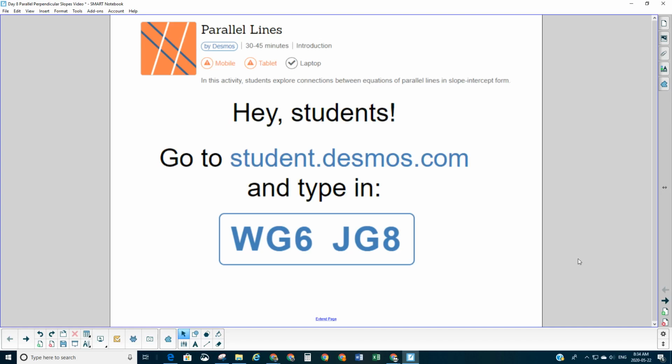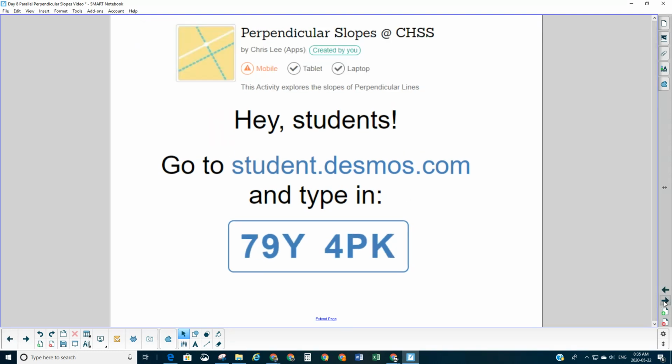Welcome. Today we're going to investigate parallel and perpendicular slopes. Hopefully you've already done the two Desmos activities. I think they're really great in letting you explore the connections between parallel lines and also perpendicular lines. If you haven't done those Desmos activities, go back and play around and discover on your own some of the characteristics of parallel and perpendicular slopes. But after you've played around, you should come up with this conclusion.